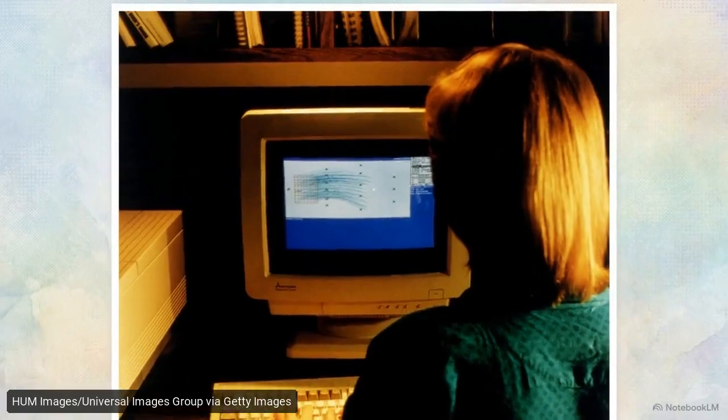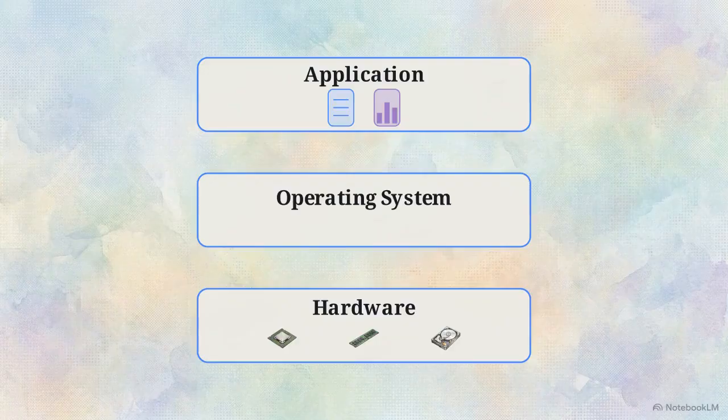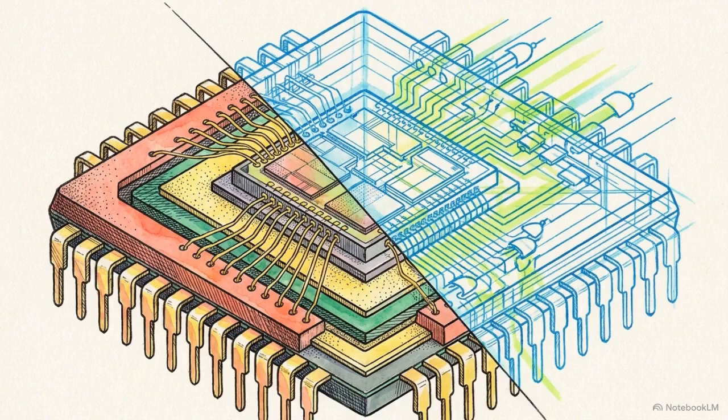Human intent drives the application, which relies on the operating system, which commands the hardware via binary code. Computing relies on this symbiosis. Hardware establishes the physical limits of execution, while software provides the coordinating logic to process information automatically.